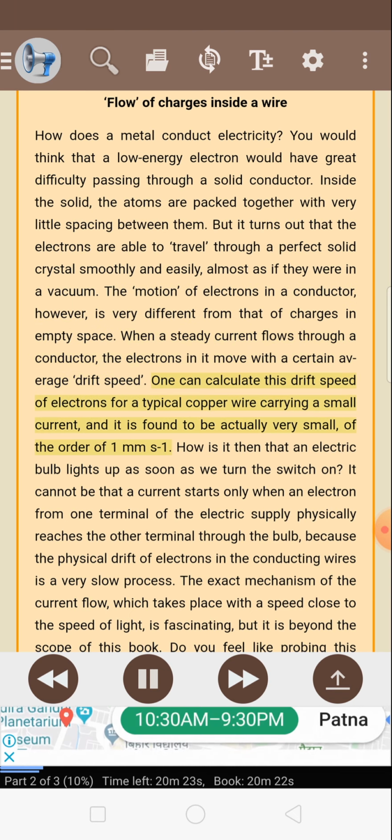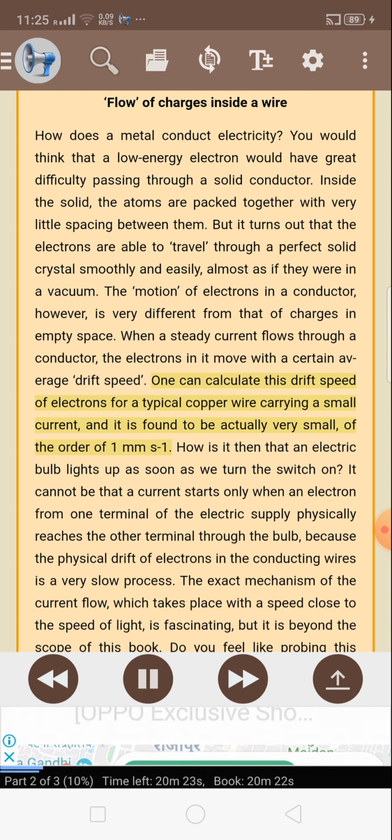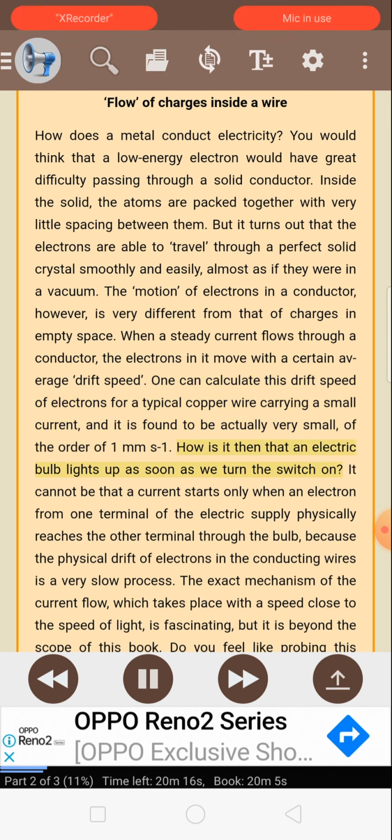One can calculate this drift speed of electrons for a typical copper wire carrying a small current, and it is found to be actually very small, of the order of 1 mm/s. How is it then that an electric bulb lights up as soon as we turn the switch on?